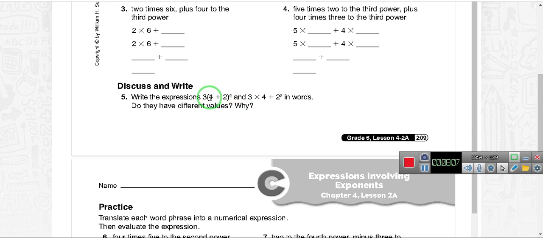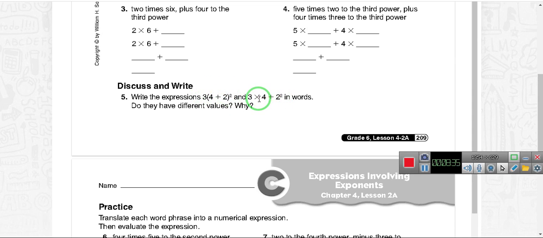We have 4 plus 2, the answer is 6. 6 to the second power means 6 times 6. 6 times 6 is 36. Now 36 times 3, the answer is 108, I think. So the answer for this expression is 108.